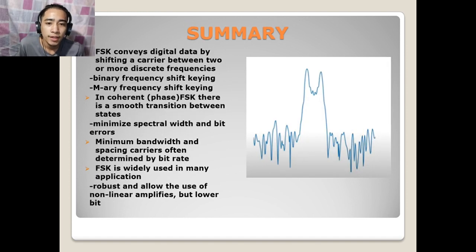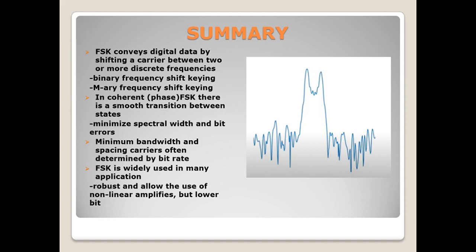Summary. FSK conveys digital data by shifting a carrier between 2 or more discrete frequencies: binary frequency shifting, MRE frequency shifting. In the coherent case, FSK has a smooth transition between states, minimizing spectral width and bit errors. Minimum bandwidth and space in carriers is often determined by bitrate. FSK is widely used in many applications. Robust and allows the use of nonlinear amplifiers, but lower bit rate.